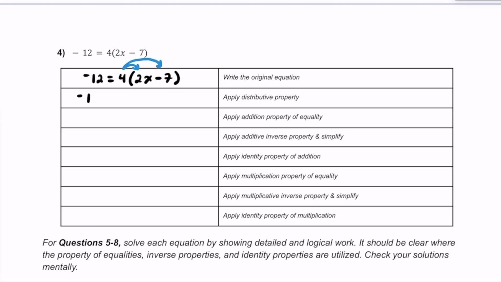So we can say this is going to be negative 12 is equal to, and 4 of these 2x's is going to be 8x, and then 4 of these negative 7's is going to be a negative 28. So you could write plus negative 28, or you can just write minus 28 because it's a little simpler. Then using the addition property of equality, we have this minus 28. So let's go ahead and add 28 to both sides here.